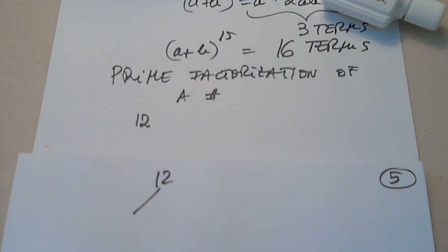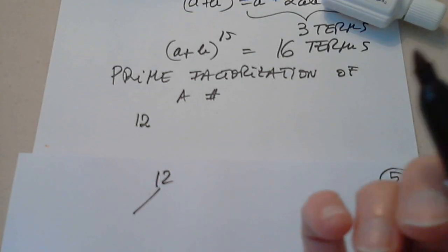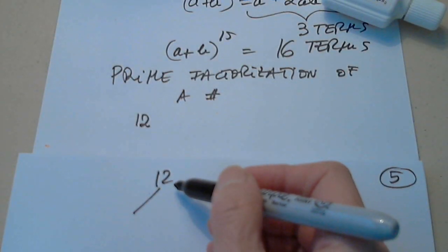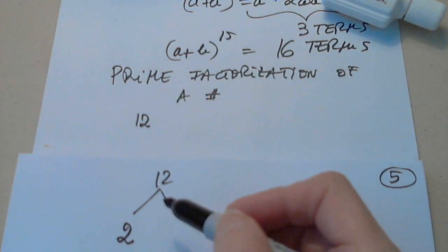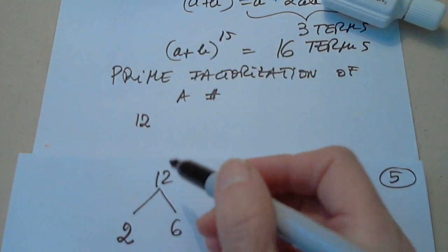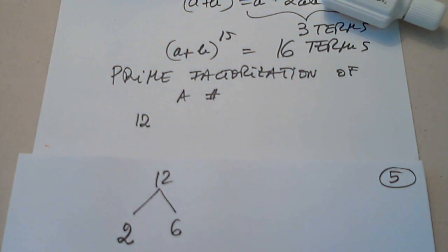I'm going to use something called a factorization tree. You don't have to. It's up to you. There are other ways. Because it's an even number, we learned last time that it's divisible by 2. Okay, then 2 times 6 is 12. This is a prime number already. I can't do anything else to it.